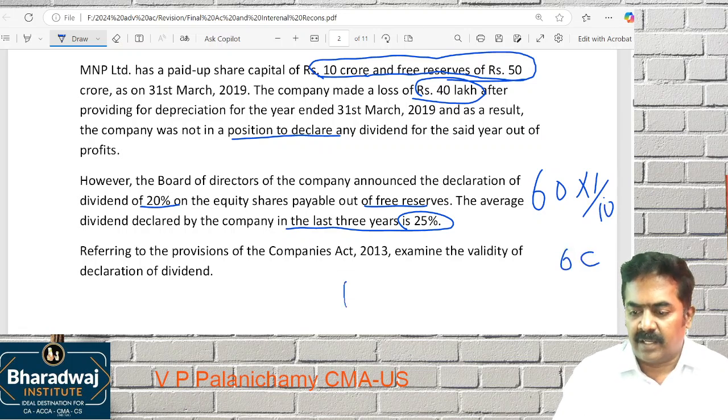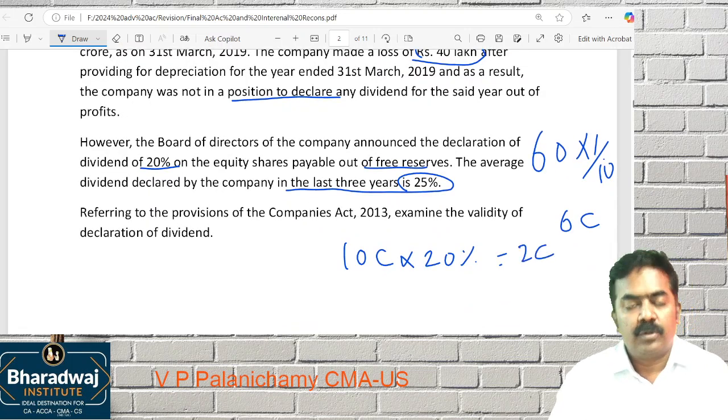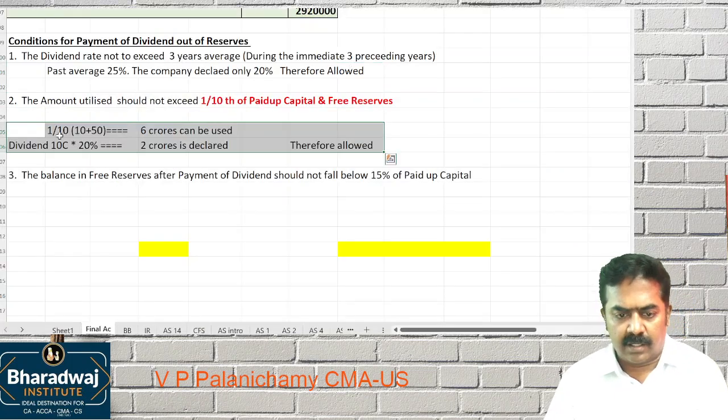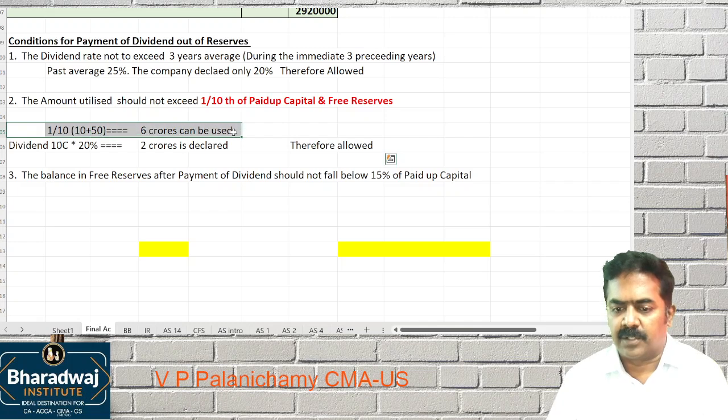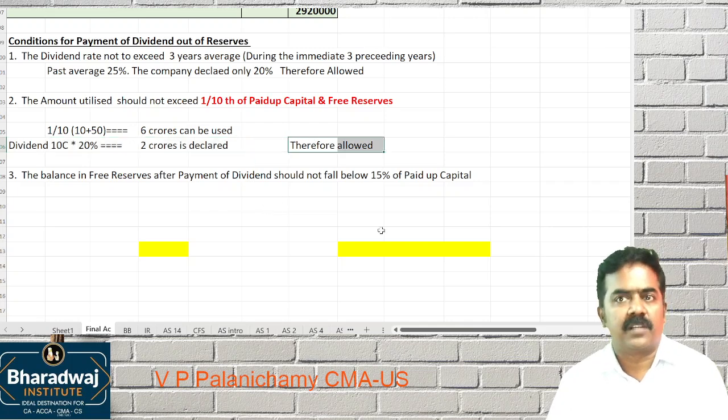But we are planning to declare on 10 crore, at what percentage? 20%. Dividend will be paid on paid up capital. 10 crore into 20%, we want to pay how much? 2 crore. Is it within the limit? Yes. So listen, 1/10 of paid up capital and reserves, 6 crores can be used. But the dividend declared is paid up capital into 20%, only 2 crores. Therefore, it is within the limit allowed. We can pay up to 6 crores, but we are declaring only 2 crores. It is within the limit, so it is allowed.